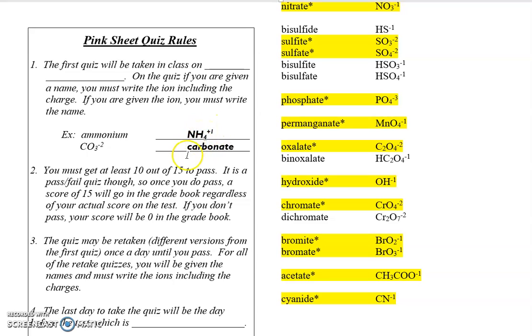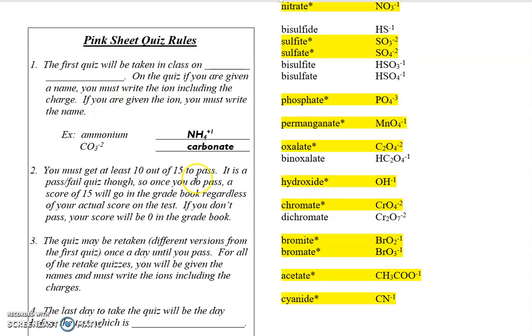Notice I have the N, the H, there are 4 H's, and the charge. You need all of that. If you just write NH4, it's wrong. If you write NH +1, it's wrong. It's the whole thing exactly like that. If I write the formula like CO3 -2, you write the name, carbonate, and yes, spelling matters. I may make exceptions here and there, but you'll notice when I go through them in a minute that some of them are very, very similar, like one letter difference. So spelling does matter, it's important.